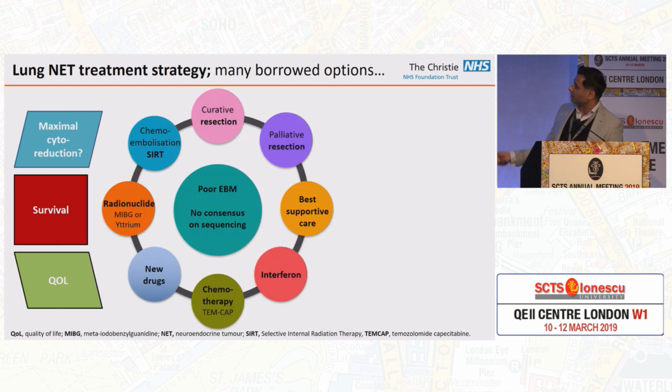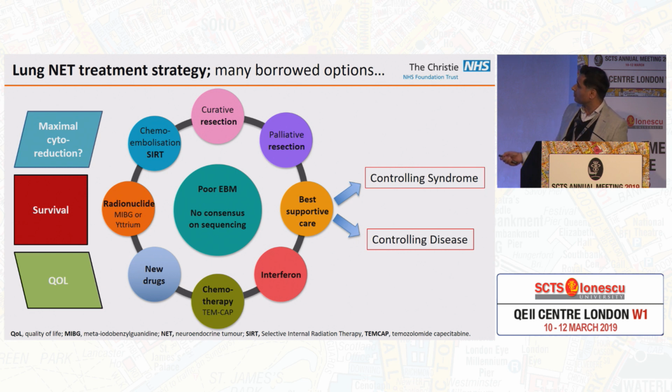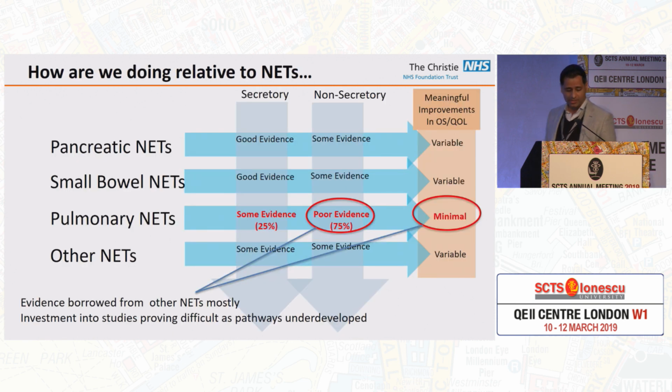But the problem with the lung NETs is there are many, many options, but there is very little evidence base to it. And there is no consensus on sequencing. We don't know which order to give these drugs. But if we divide them up into the syndromic patients and the non-syndromic patients, then we can separate the talk out.